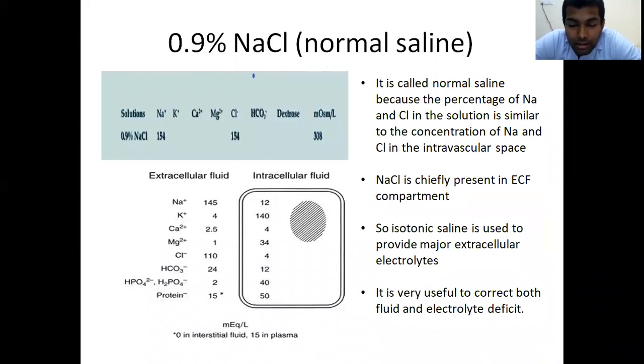The important point to remember here is the sodium concentration of normal saline is 154. Now, it is called normal saline because the percentage of sodium and chlorine is similar to the concentration present in the intravascular space. Now, and it is a useful solution to correct both the fluid and electrolyte deficit.